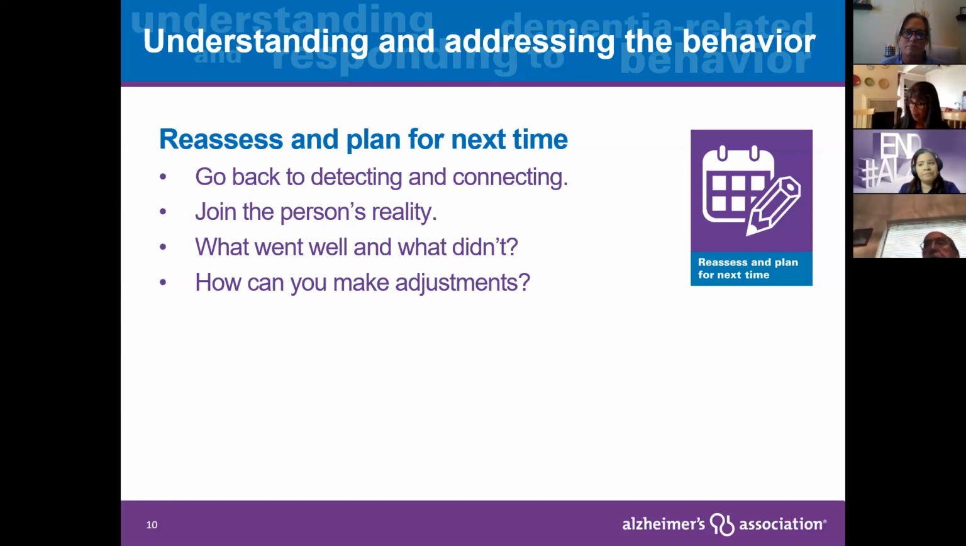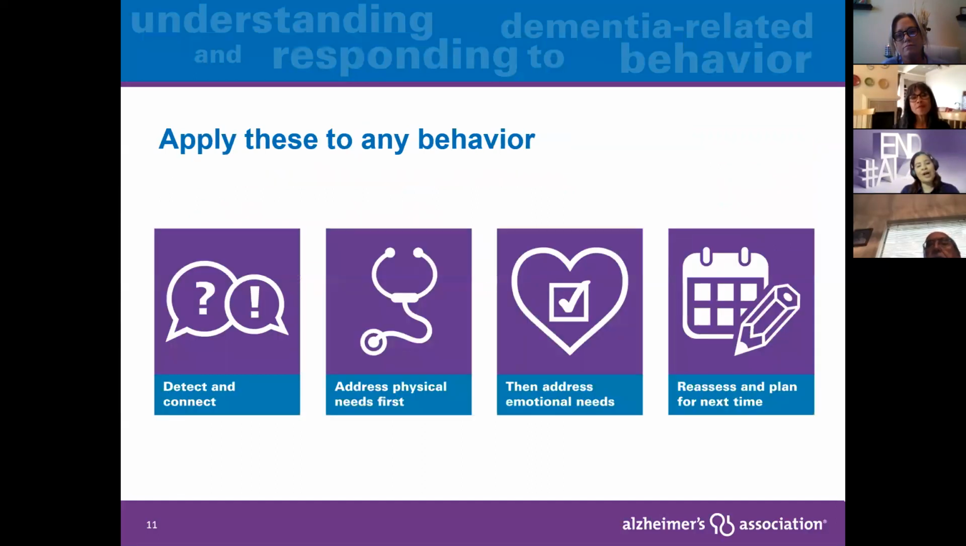You say, I didn't figure that out, I need to go back to step one. Okay, let me go back and take a look at the problem. And then you cycle through that. It's like a little cycle that we use. And so you plan for your next time. And you do the same thing over and over and over. And that can get exhausting. That is a lot on the caregiver.